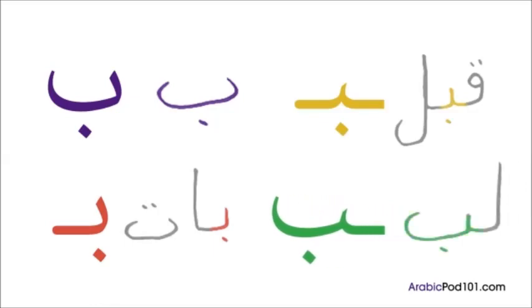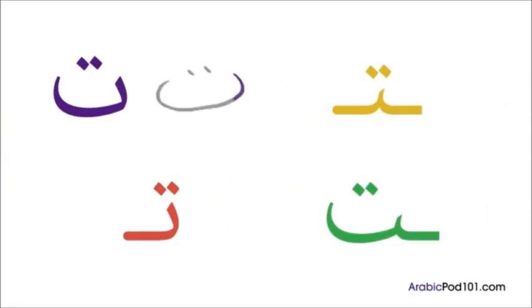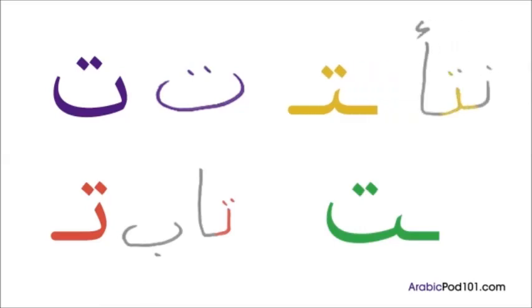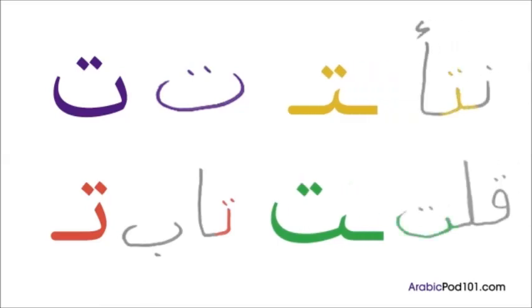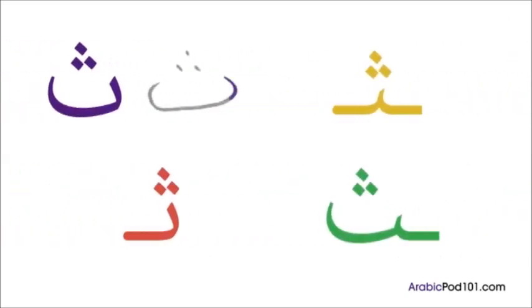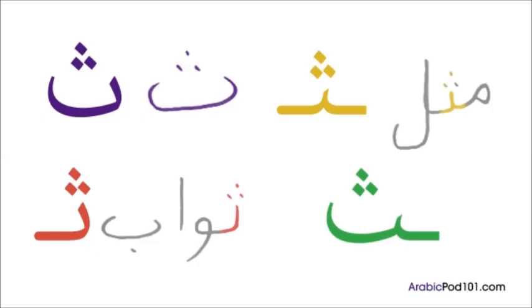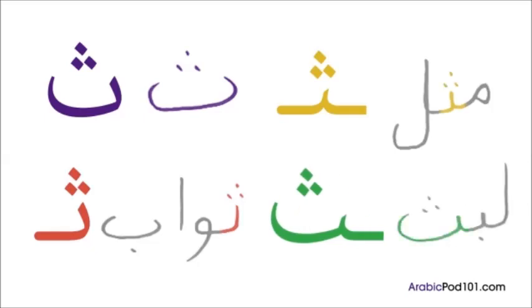Then there's ta. Isolated, initial, medial, final. Finally, we have tha. Isolated, initial, medial, final. That's it for lesson 2. Their shapes look like a boat, remember? Next, let's review lesson 3.